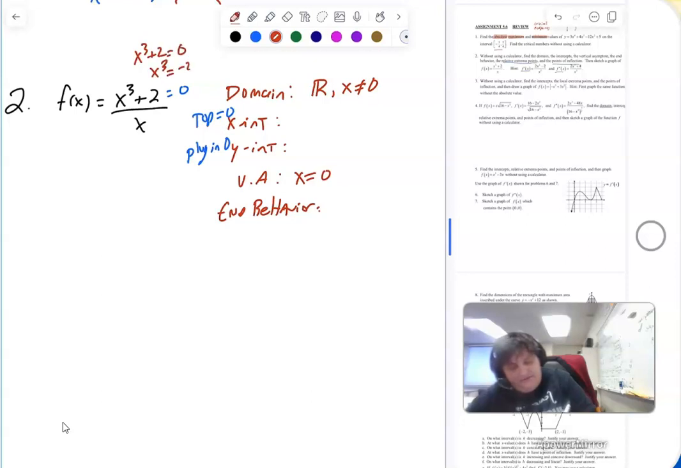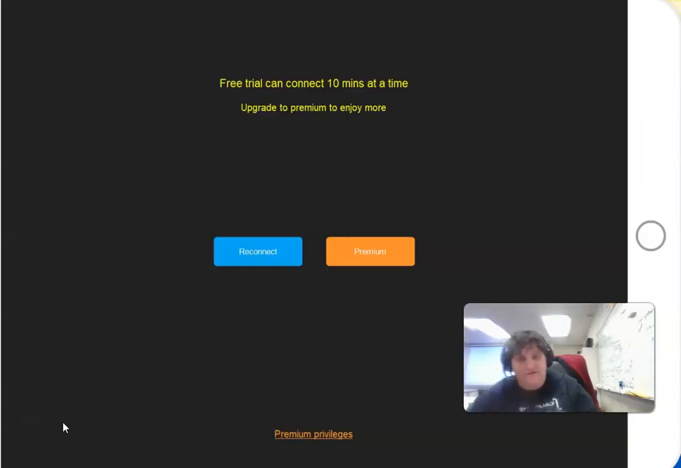So x to the third equals -2. So the x-intercept is the cube root of -2. Kind of crazy, but that's going to be a little small, decimally negative number. And if I plug in 0 for y, if I plug in 0 here and here, you guys, I end up getting 2 over 0, which is undefined.